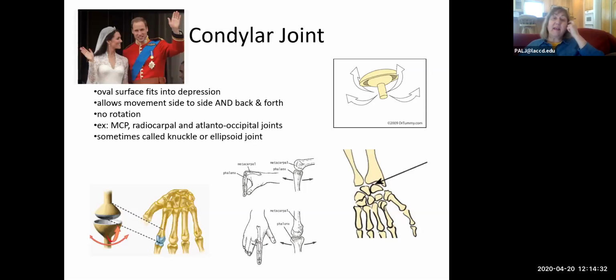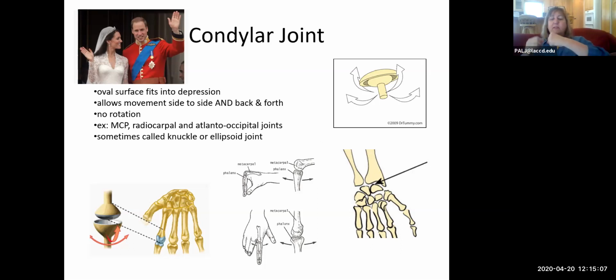The next type is called a condylar joint, which has an oval depression and an oval surface that fits into it. So this allows movement like not only anterior and posterior, but lateral and medial. So it allows movement in a couple of different directions. But because it is oval, not round, it doesn't allow rotational movement. Okay, so you get movement in like an X and a Y.